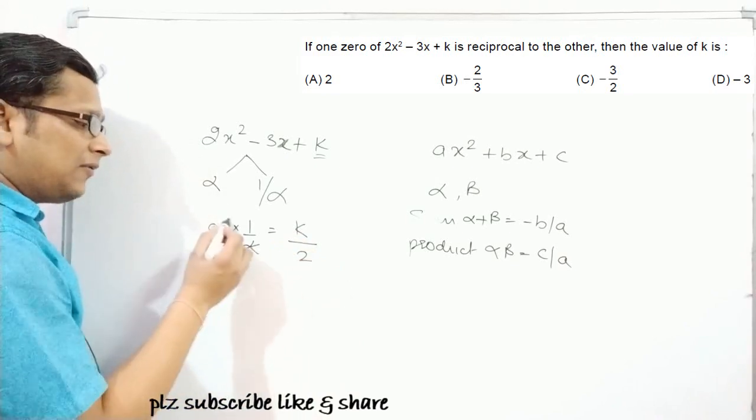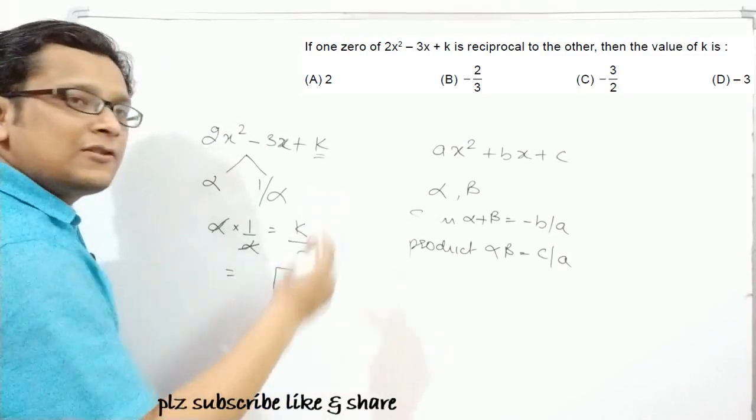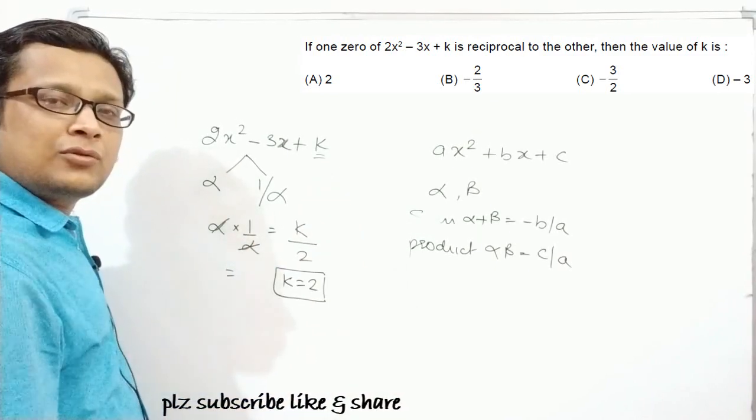Alpha and alpha will be cancelled out, so what we get? k is equal to 2. So this is the value of k. Out of the options, k equals 2 is the correct answer.